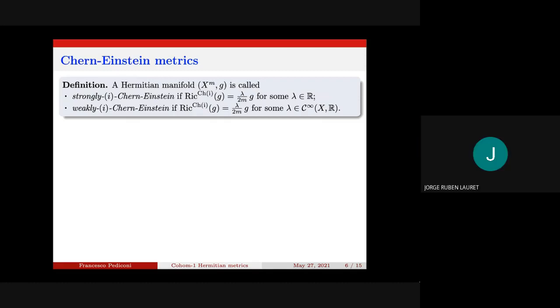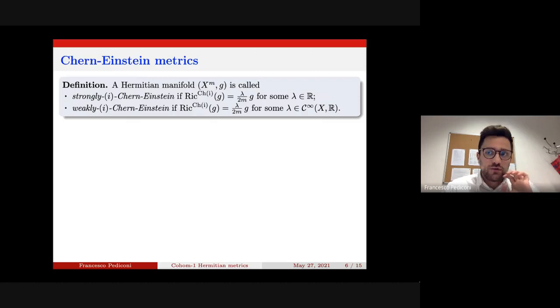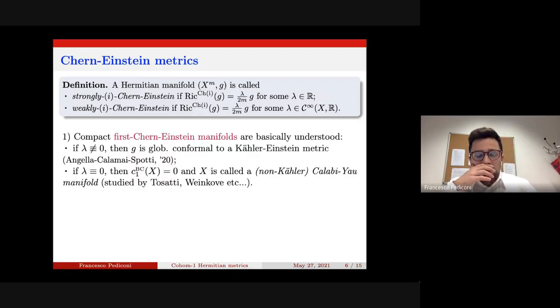Yeah. Thanks. So basically, we have these two notions of special metrics in complex geometry, but we are mainly interested in just the second one, and that's the reason. The point is that compact first Chern-Einstein manifolds are understood in this sense. If you take a metric G which is first Chern-Einstein on a compact complex manifold, then you look at the Chern scalar curvature, and if the Chern scalar curvature lambda is not constantly zero, then it has been proved by Angella, Calamai, and Spotti that G is globally conformal to a Kähler-Einstein metric. So in the conformal class of G, you can find a Kähler-Einstein metric, which in principle is much better than just being first Chern-Einstein.